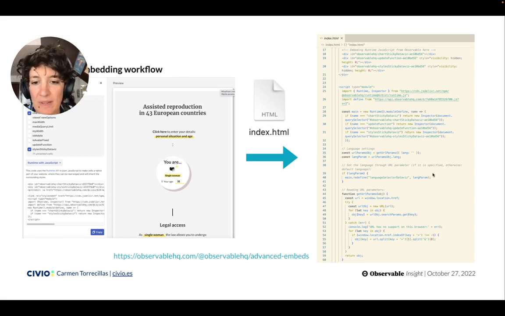So this is a super useful way of having just one notebook with different parameters, and when you embed your pieces, you could overwrite things, the language, the colors, even, I don't know, some things about the data set. So it's quite flexible. I really encourage you to see the advanced embedding techniques in the documentation of Observable.